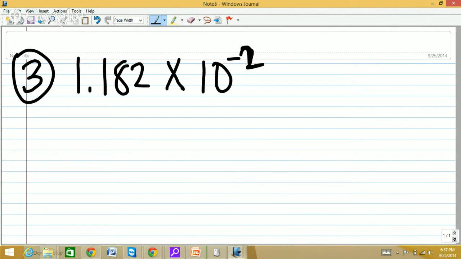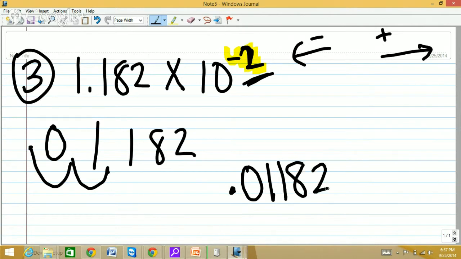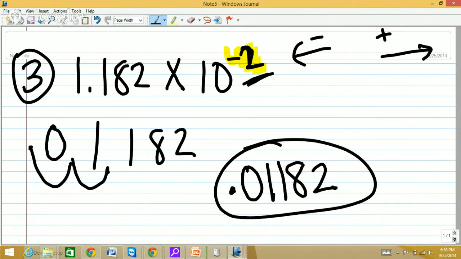Okay, this number right here tells me how many times I'm going to move my decimal. If it's negative, I'm going to move it left. If it's positive, I'm going to move it right. So I come down here, and I want to move it 2 places left. I'm going to go 1, 2, and there are no numbers there, so I'm going to put a 0. So my actual answer is 0.01182. That was the original number before scientific notation.